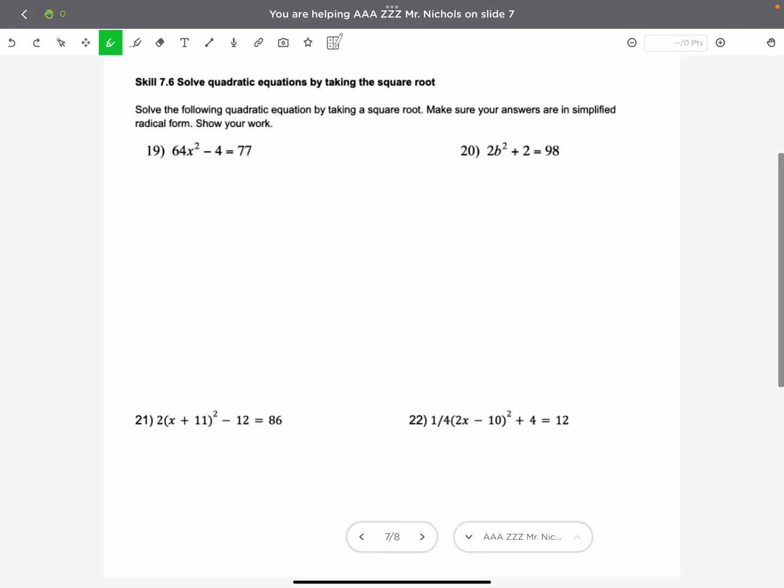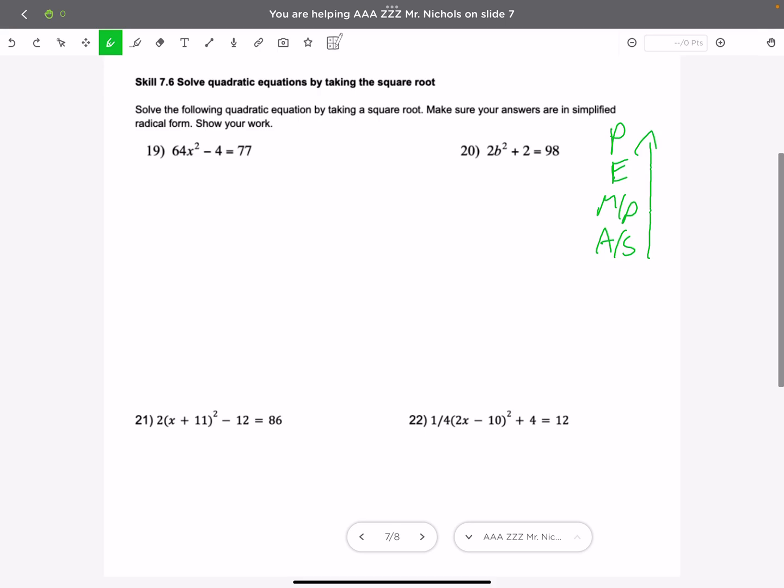Okay, solve the following quadratic equation by taking a square root. Make sure your answers are in simplified radical form. Show your work. So for each of these, we want to get x squared by itself first. So remember, we have our order of operations. And when we solve equations, in other words, going from one side to the other, we always do it in opposite order.